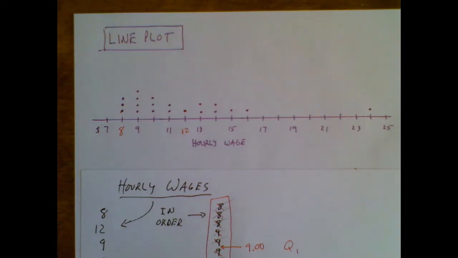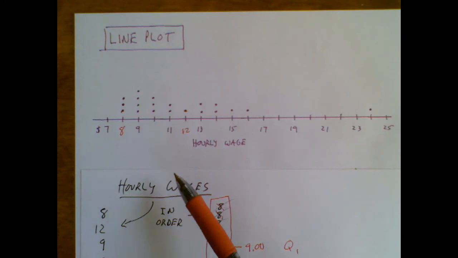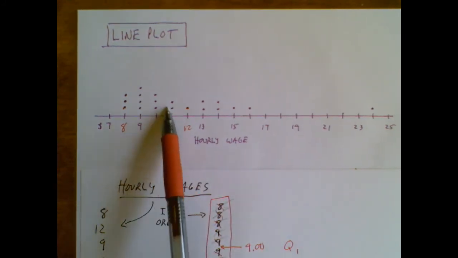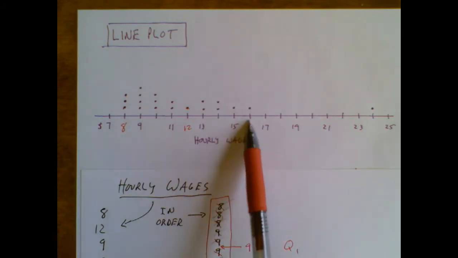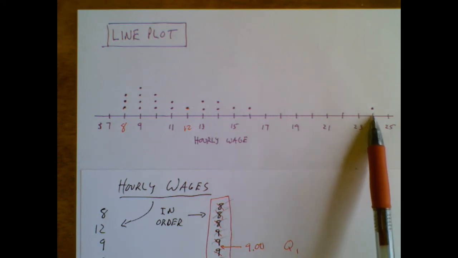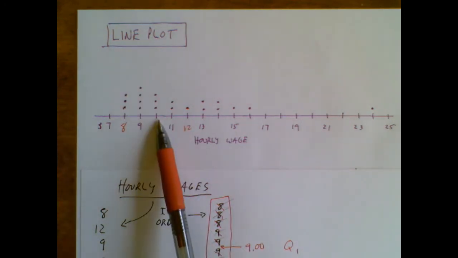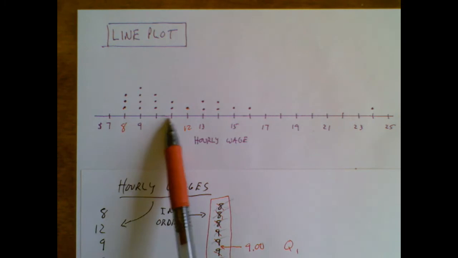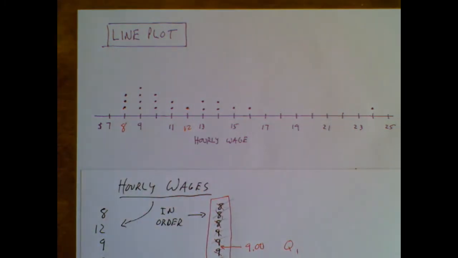As you go through that whole thing, now you have a pretty good picture of what the data looks like. It seems like most people are making $8, $9, or $10 an hour. A few people are making up here, and this person over here making $24 an hour. That's a genuine outlier, meaning it's an extreme data piece. Doing the line plot, and sometimes these are called dot plots, just gives you a picture of what the data distribution looks like.